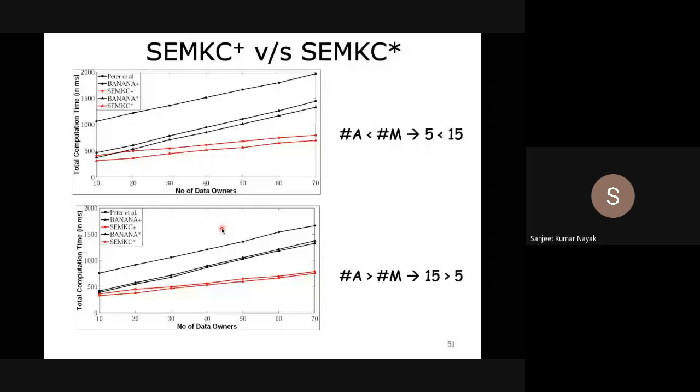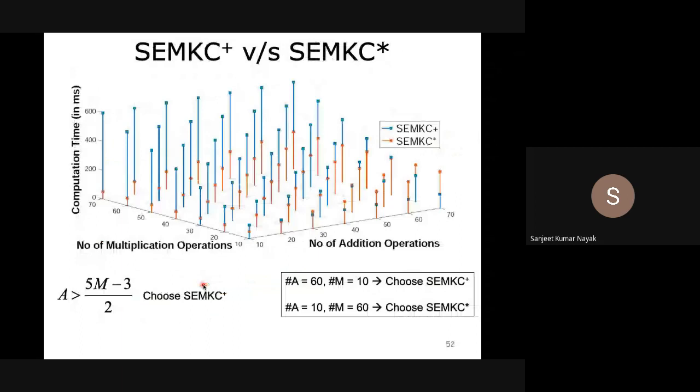So results, what is there? Here you can see the total computation cost of our scheme. It is very less as compared to the existing scheme. If I take the number of additions as 5, and the number of multiplications we took 15. If it is less than that, if the number of additions is more than the number of multiplications, then also this is happening. And we gave a formula.